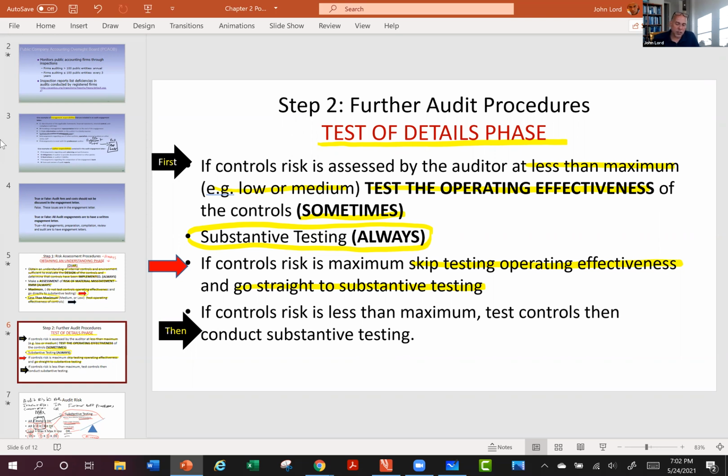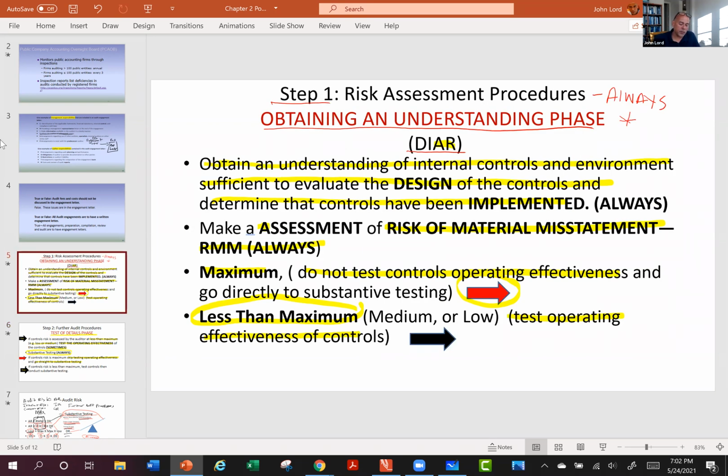Okay. Now, these two slides are designed to give you the key words that the examiners absolutely expect you to know. Okay. And so I felt that it was worthwhile to supplement the book with this because I don't know that you glean the stepped process and the logic of the whole process from the way they wrote it in the book. Okay. So you want to think about it this way. Step one, always, every engagement. What do we call that? Risk assessment procedures. We also call it the obtaining an understanding phase.